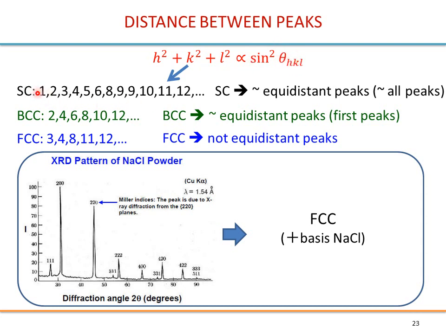So in SC you have 1, 2, 3, 4, 5, 6, etc. For these peaks you have the same distance between each peak if it is a linear relationship. Also for BCC the same, for 2, 4, 6, 8, you have the same distance between the peaks. But definitely not for FCC, because here you have 3, 4, but then it jumps to 8, which is twice. So you will not have the same distance between the peaks.